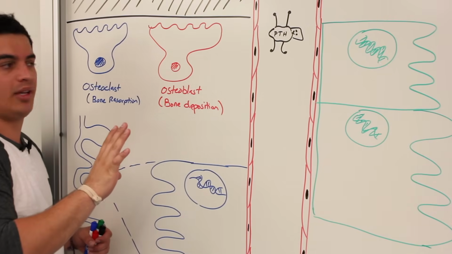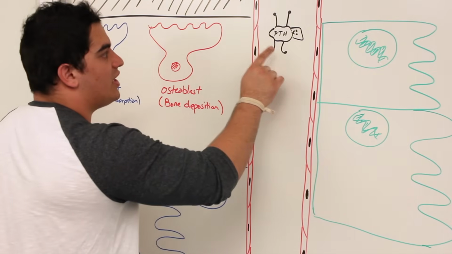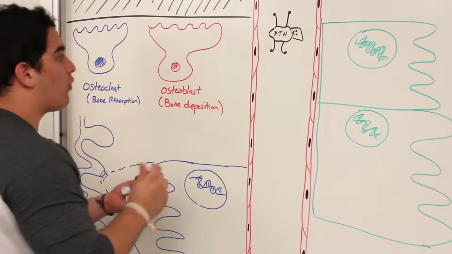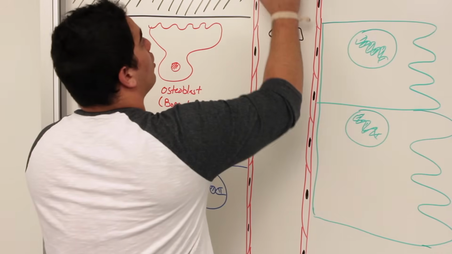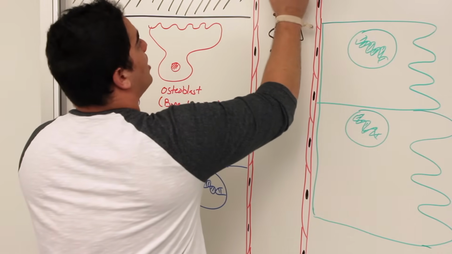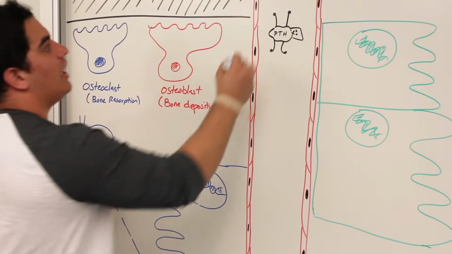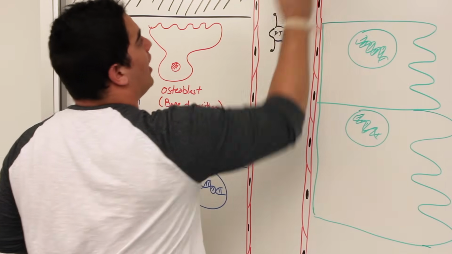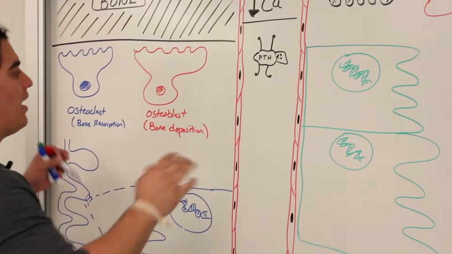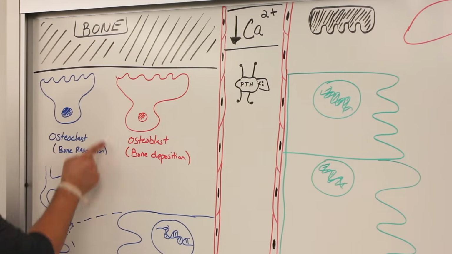That's their responsibility. So PTH, what was the overall stimulus here? Let's put this right here: low calcium levels. This was the primary stimulus. So what's its goal going to be? Its goal is going to be to increase the blood calcium levels. How's it going to do that? It's going to want to stimulate this cell.